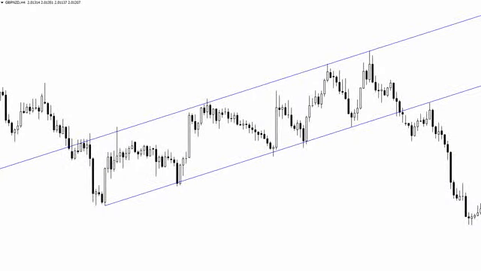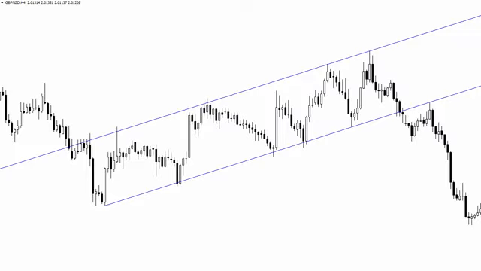Welcome back to this video on channel breakouts. In the last video we talked about how to enter this market once the pattern breaks, and in this video we're going to look at how to place our stop loss so that we can control our risk, allow the trade to run, but also not expose ourselves too much.